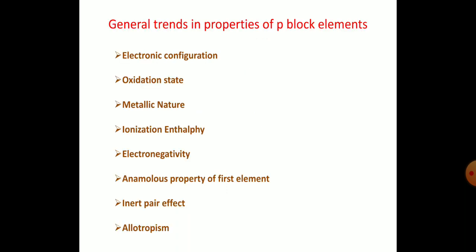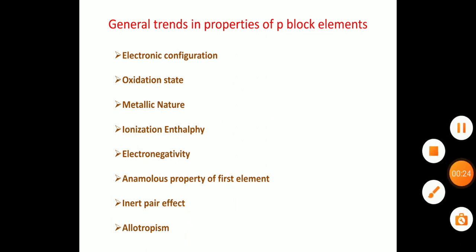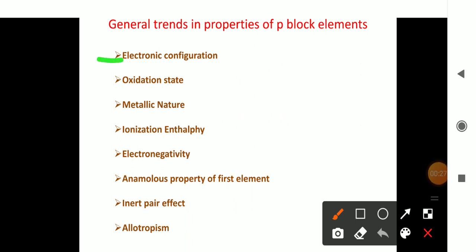Dear students, in this lesson we are discussing the topic general trends in properties of P block elements. Under this heading, we have completed electronic configuration, oxidation state, metallic nature, ionization enthalpy, electronegativity, and anomalous property of the first element. Up to this we have completed, and today in this video we are going to see the inert pair effect. It is a very important concept. Let us move on to the video.